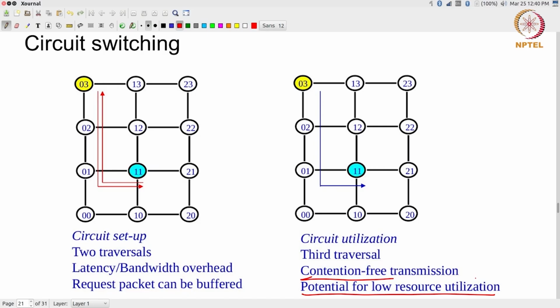This is effectively what happens when you make a telephone call. You dial a certain number, it establishes a connection to that end, and then it guarantees that all the data being sent by you is going to reach the other end, and their responses are going to get to you.